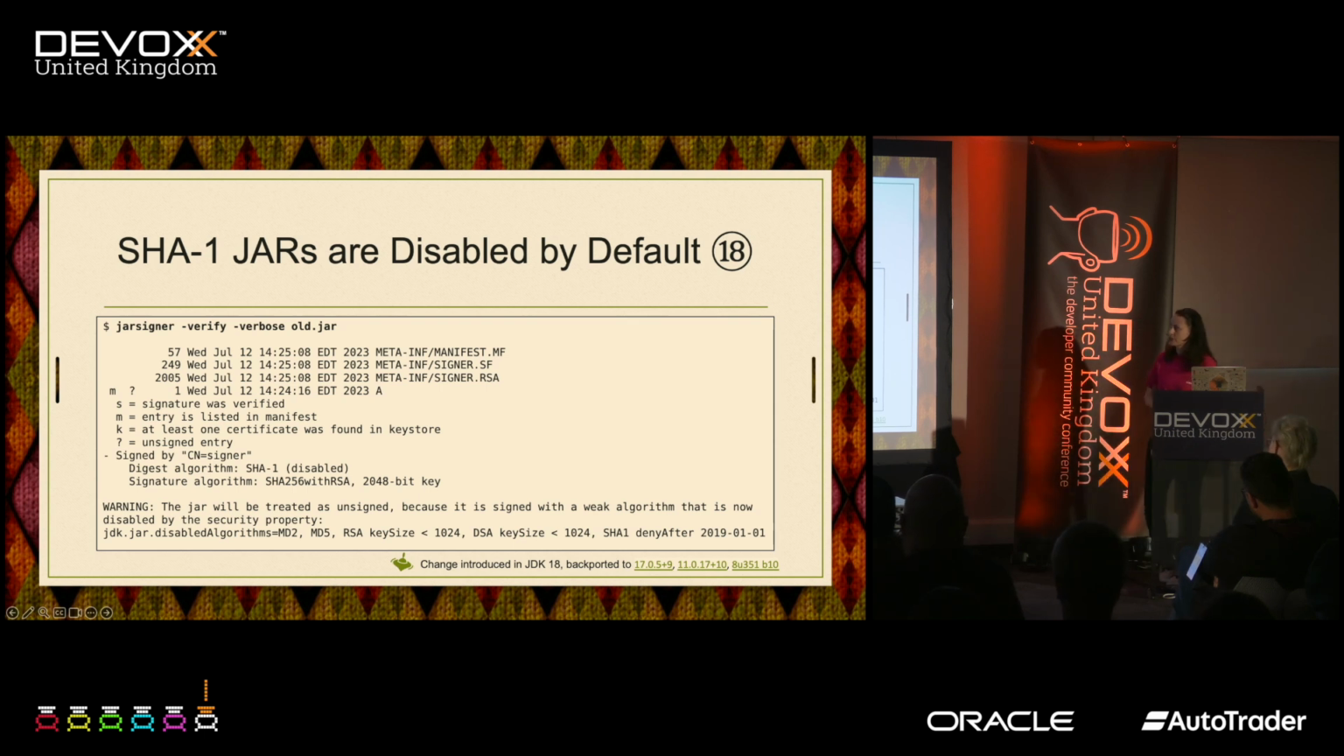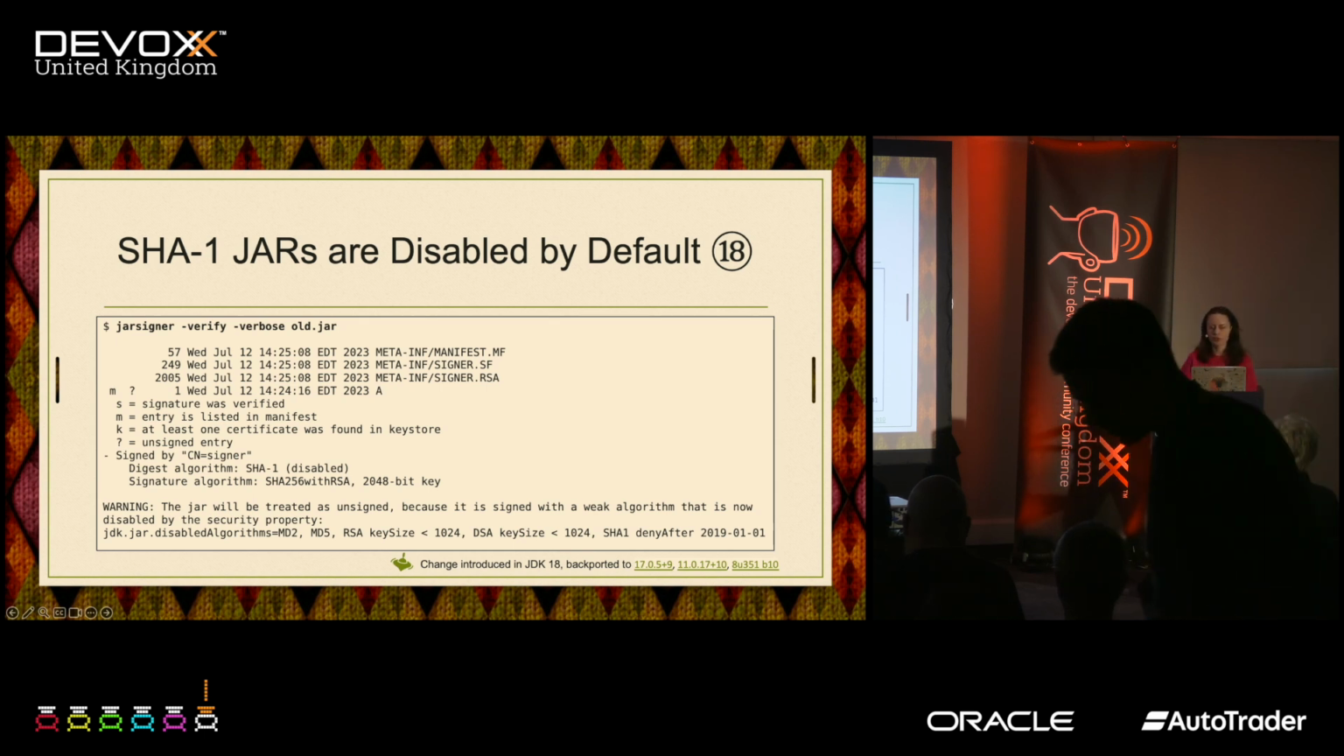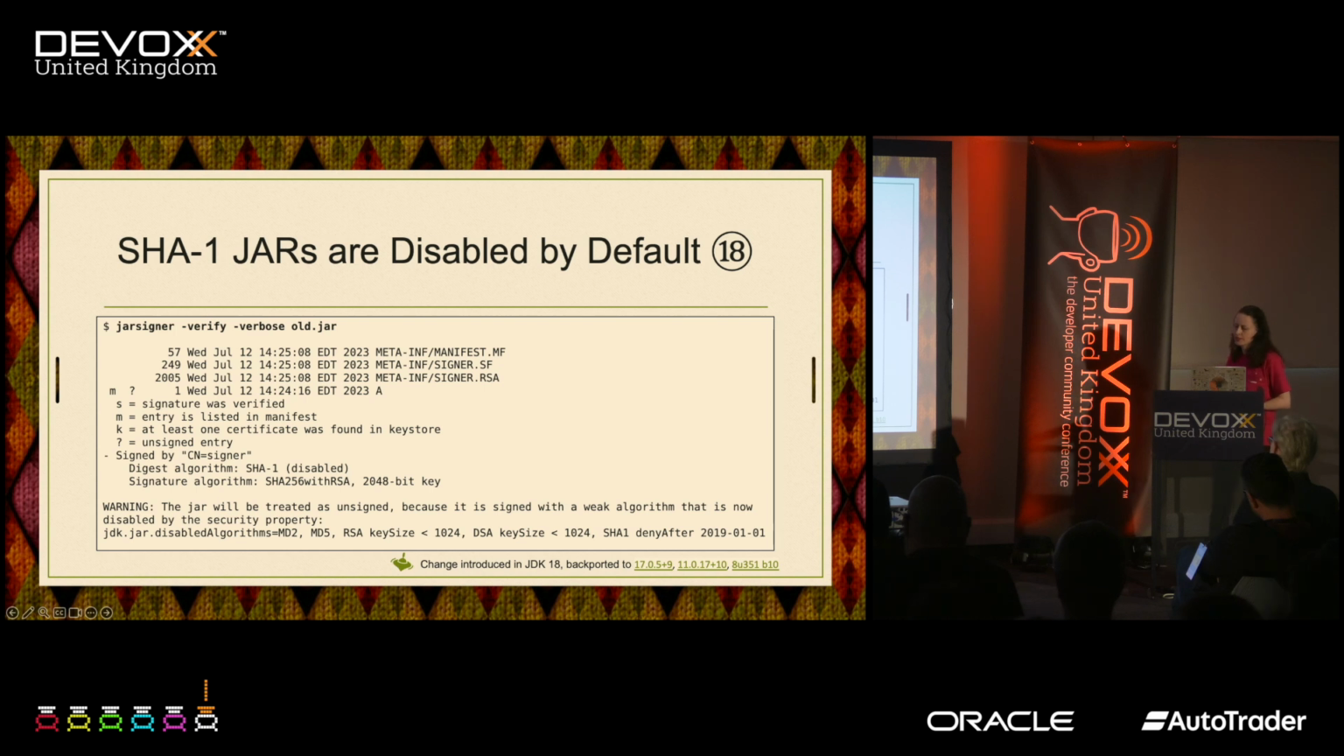And in order to address this kind of usage, in JDK 18, there was a change that disabled those by default. What this means is that if you attempt to sign a jar with SHA-1, that would actually be treated as an unsigned jar in the end. This constraint applies only for jars that were time-stamped after 1st of January 2019. So if a jar was signed before 1st of January 2019, it will not be affected by this change.